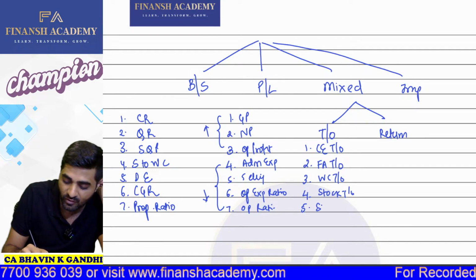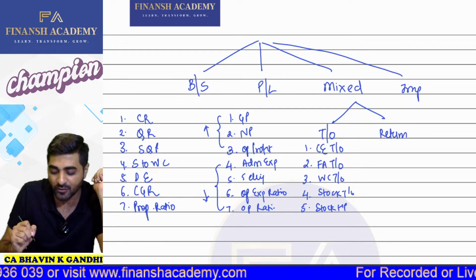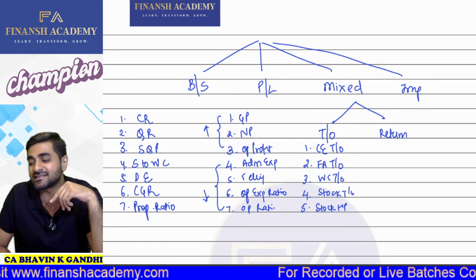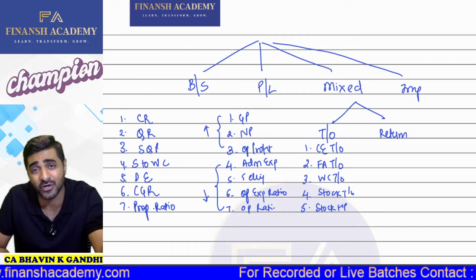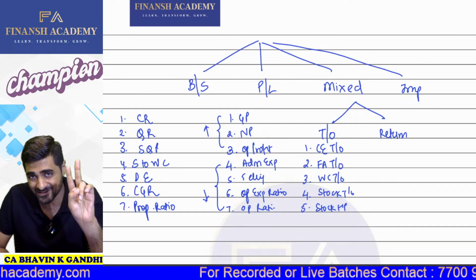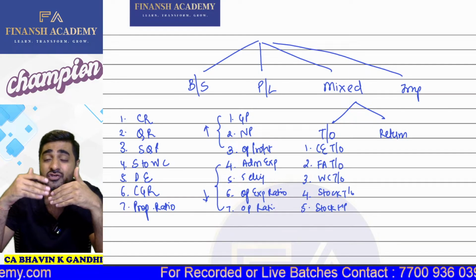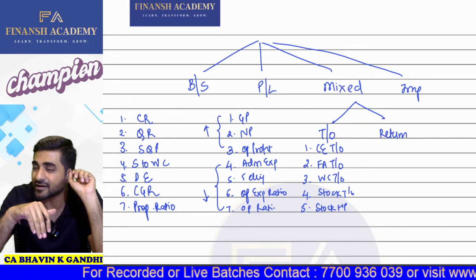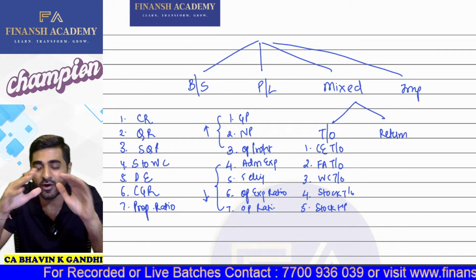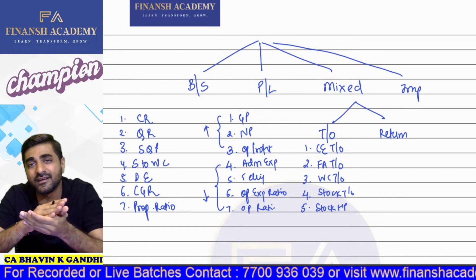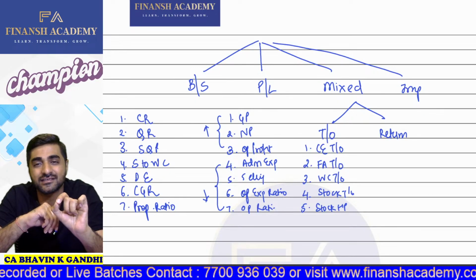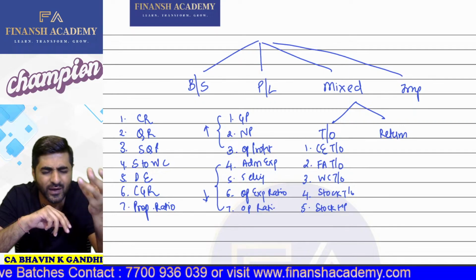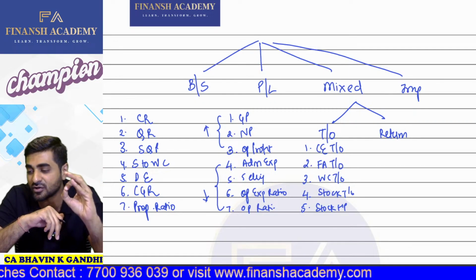So then, my dear students, stock holding period. If your stock turnover ratio is 6 times, it means that the money getting blocked in the form of stock is for a period of 2 months. If your stock turnover ratio is 12 times, it means that the money getting blocked is for a period of 1 month. So always remember that your stock holding period is calculated by taking 12, 52 or 365, and we divide that by your stock turnover ratio.